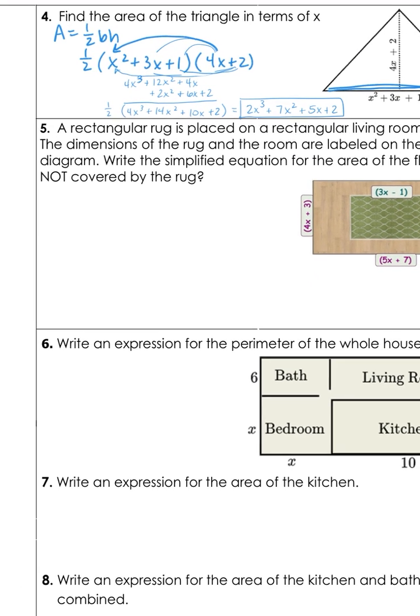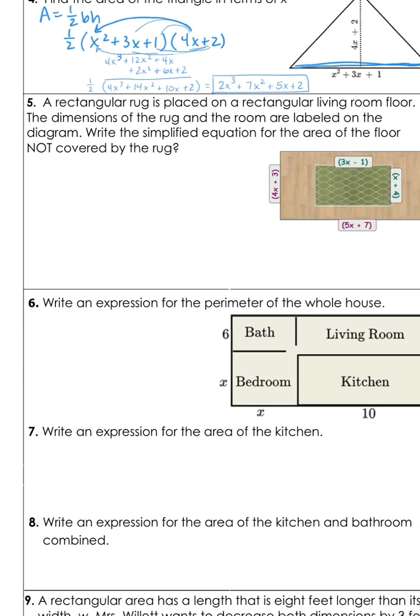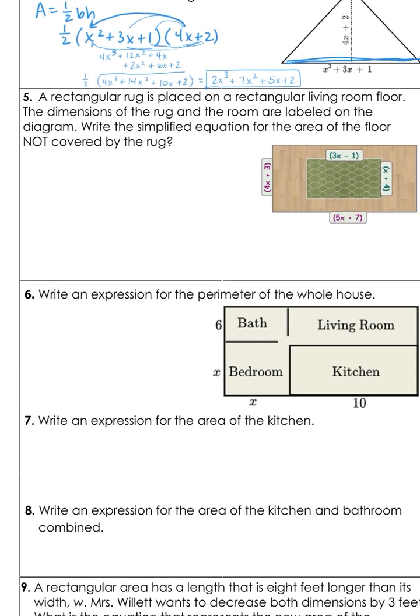All right. So a rectangular rug is placed on a living room floor. The dimensions of the rug and the room are labeled. Write the simplified equation for the area of the floor not covered by the rug. So that is this space around the rug. So what we're going to have to do here is find the area of the whole thing, and then subtract the area of the rug.